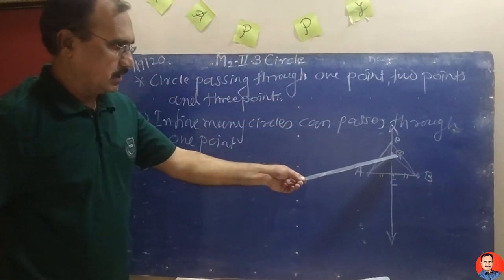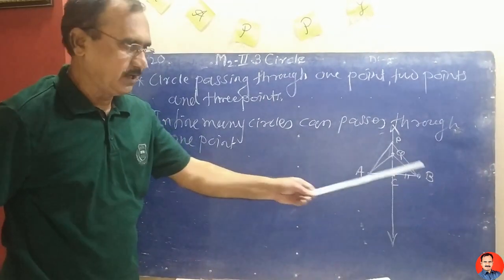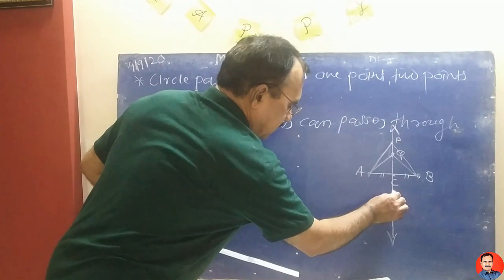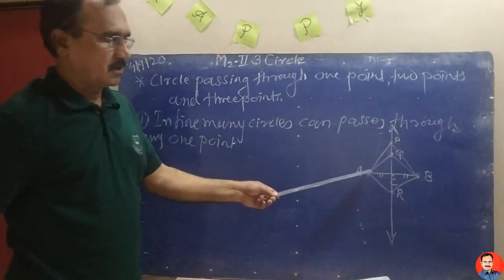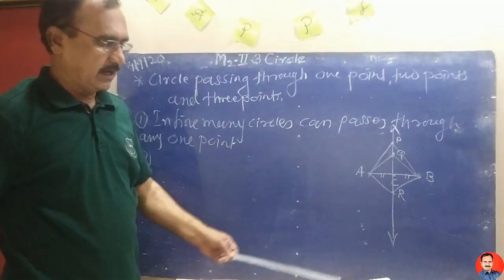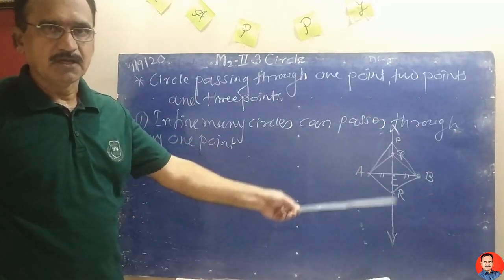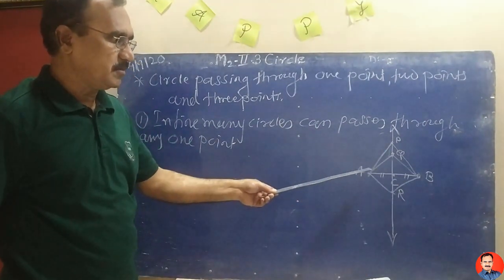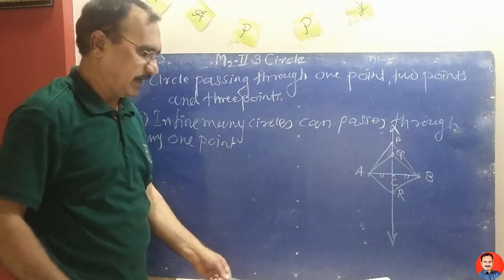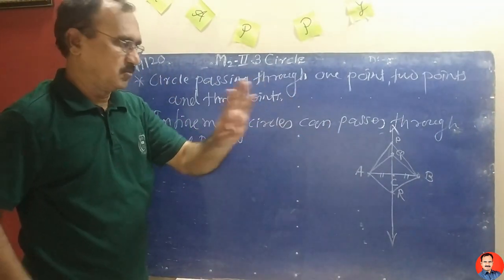If you draw a circle having radius QA and QB, the circle is passing through points A and B. Take here point R, take this radius. A circle can pass through points A and B. How many points are there on the bisector? Infinitely many points. This means infinitely many circles can pass through points A and B. This is our conclusion. You complete this figure after some time.